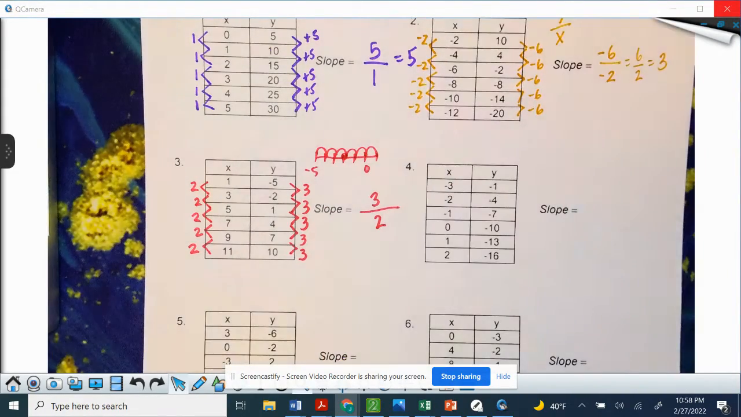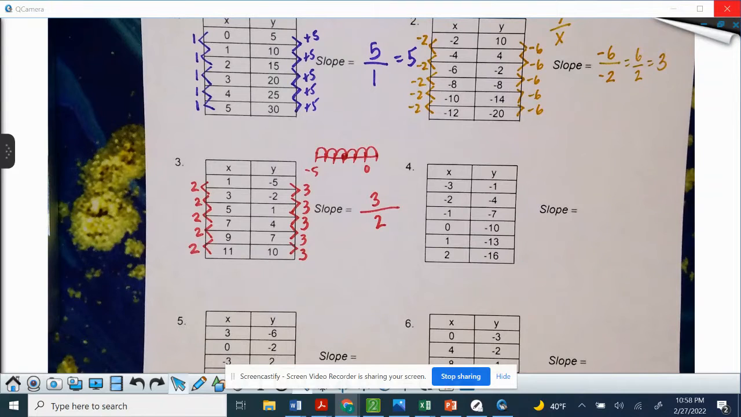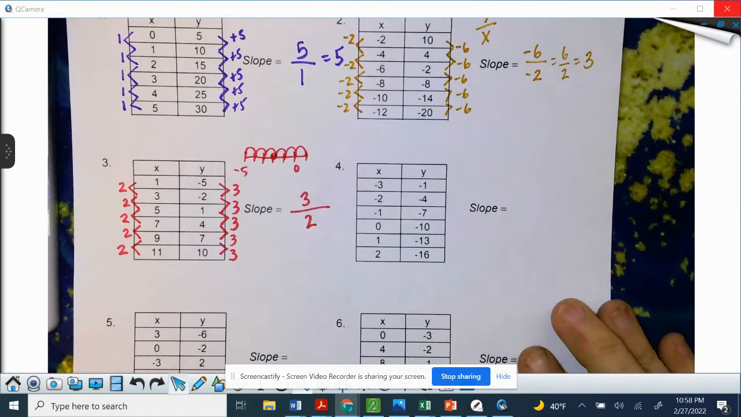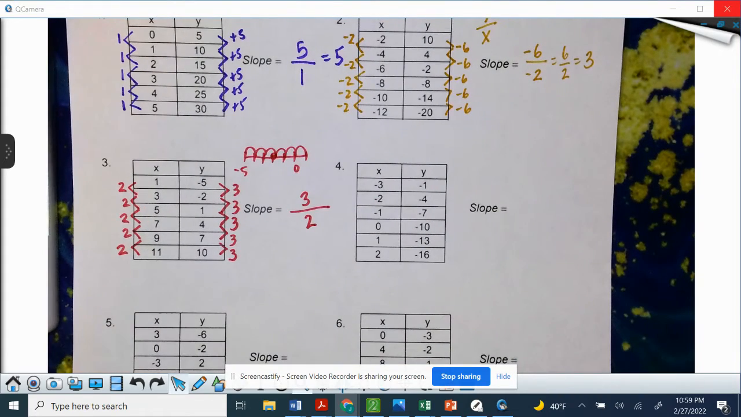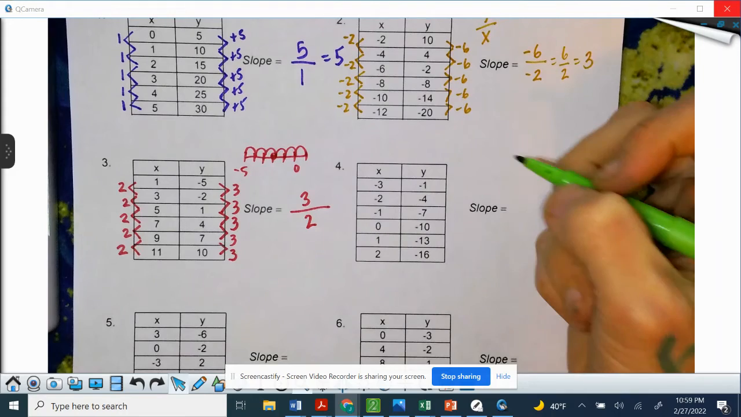They're both positive. That's fine. That can't be reduced, so you're done with that one. Great job on that one, being 3 over 2. Number 4, I challenge you to stop, pause your video and see if you can figure this one out, and then cut it back on and see if you did it right.